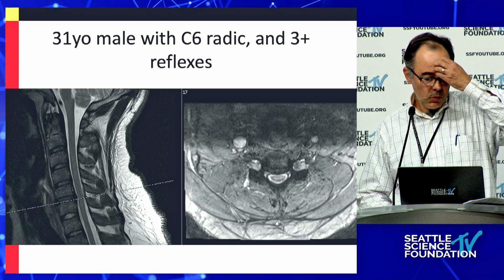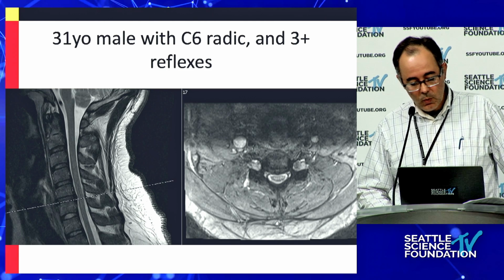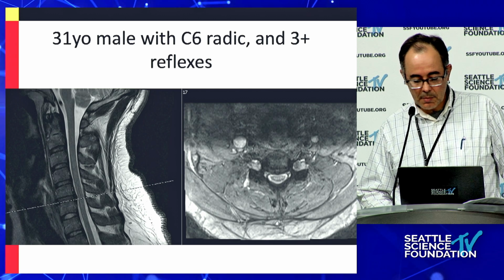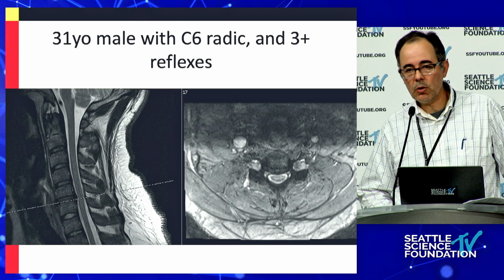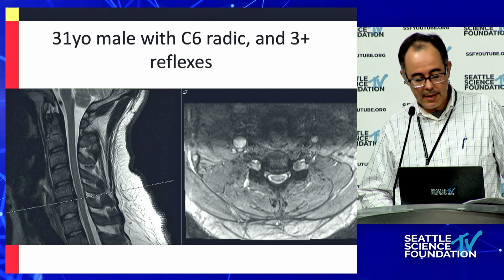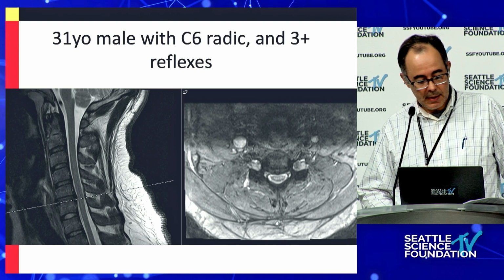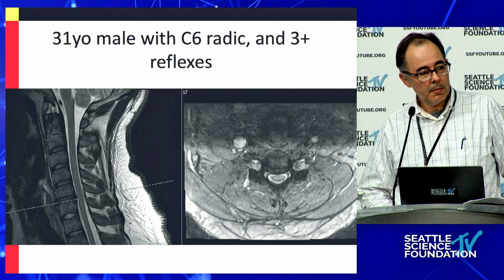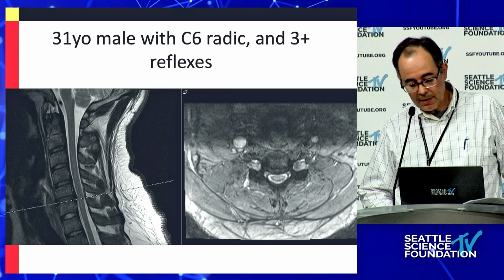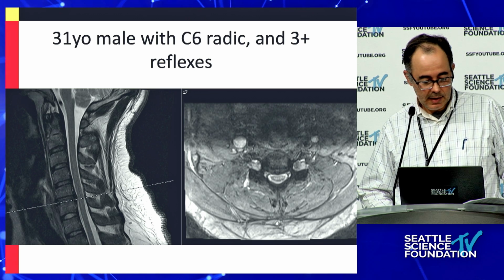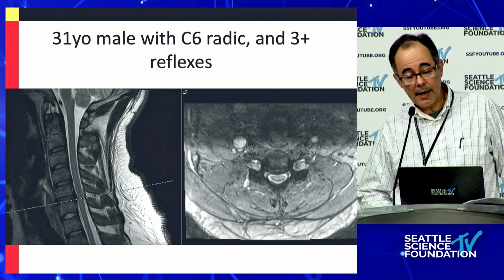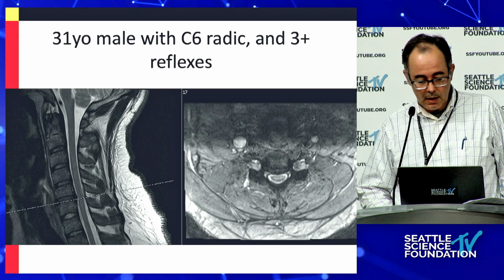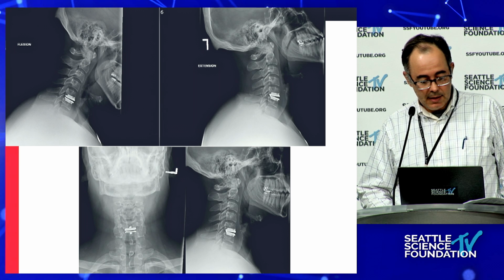This is a 31-year-old male with C6 radiculopathy and some element of hyperreflexia. You can see a little bit of cord signal within the cord. But again, he's a 31-year-old. So I toyed with arthroplasty versus ACDF, and given the youth, I erred on the side of arthroplasty, even though this may be controversial. He ended up having this implant.